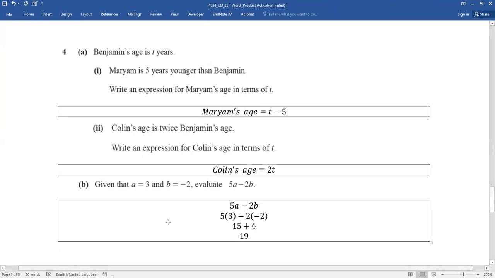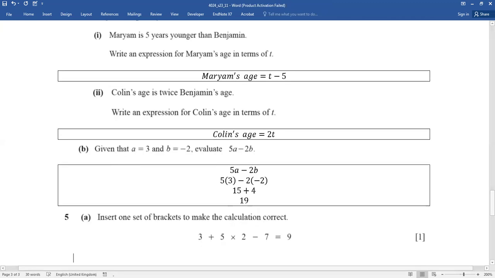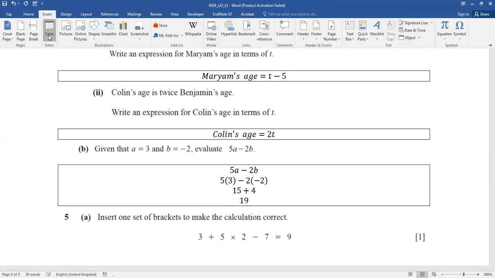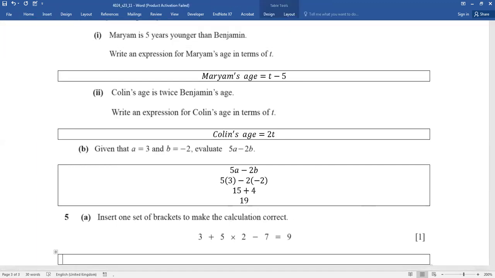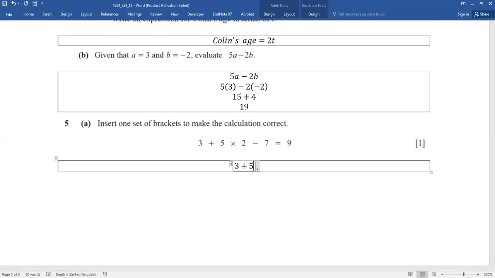Moving on. In this part, the question wants us to insert one set of brackets to make sure that the calculation is correct. Now, if I were to just do it without putting the brackets, will I get the value 9? No, I will not. How? Plus 5 into 2 is, sorry, 10. 10 plus 3 is 13. 13 minus 7 is not 9, it is 6. So I need to put brackets.